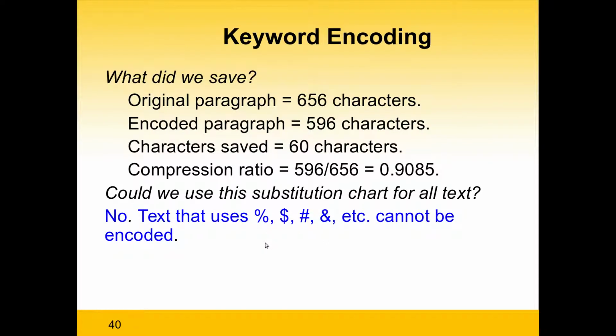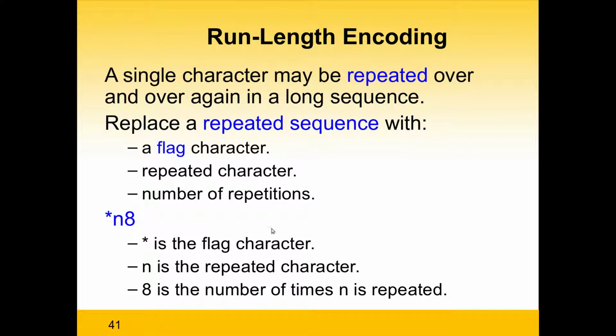So that's one of the limitations with the keyword encoding. So next, the run length encoding. Basically, you take a single character that may be repeated over and over again in a long sequence, and then you replace a repeated sequence with first a flag, second the repeated character, and then the number of repetitions.